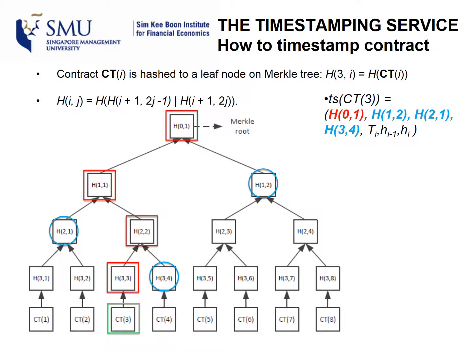In order to timestamp CT3, we need to include the values in the blue circles, so that the signer of CT3 can be sure that CT3 is used to calculate the Merkle root. So this is the timestamp of CT3. It includes the Merkle root, the values in the blue circles, and a timestamp Ti. And then I will explain what H(i-1) and H(i) are.